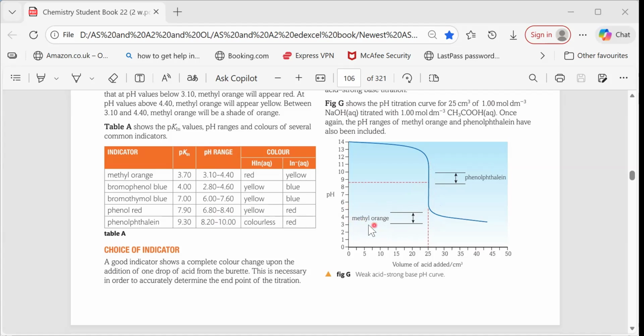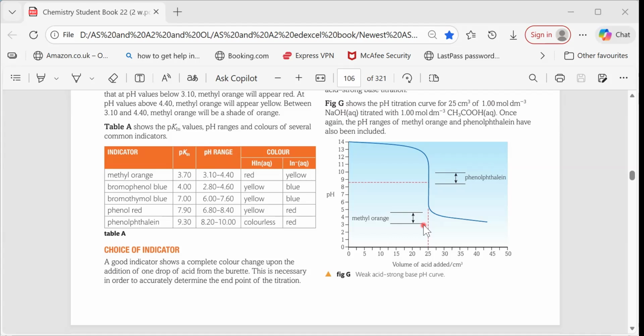Sometimes they will ask you, what if we use methyl orange in the titration? It came more than once in exams. What happens if we use methyl orange in this titration? As you see, the pH range of the methyl orange does not lie on the vertical line. So what happens when methyl orange is used? You are going to see that it will change its color normally.